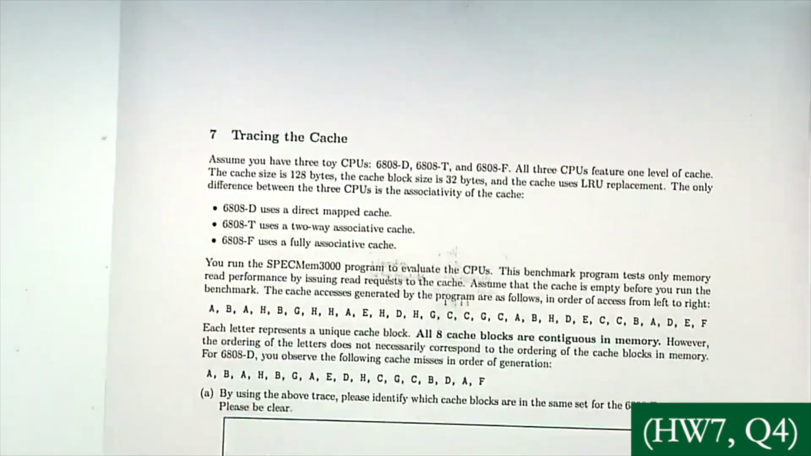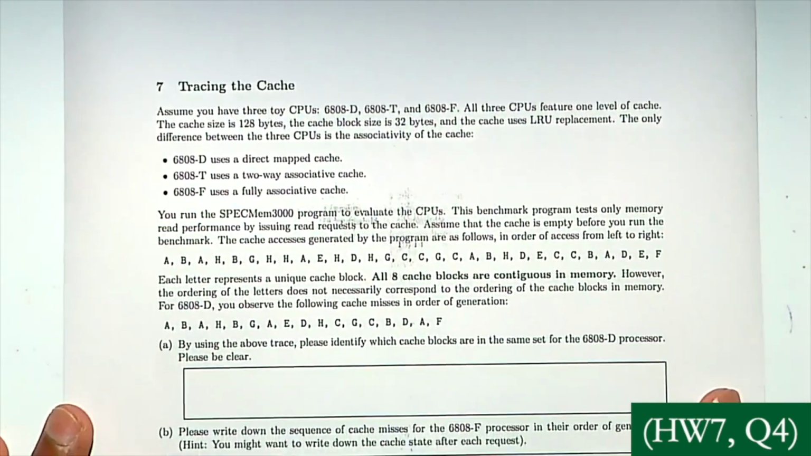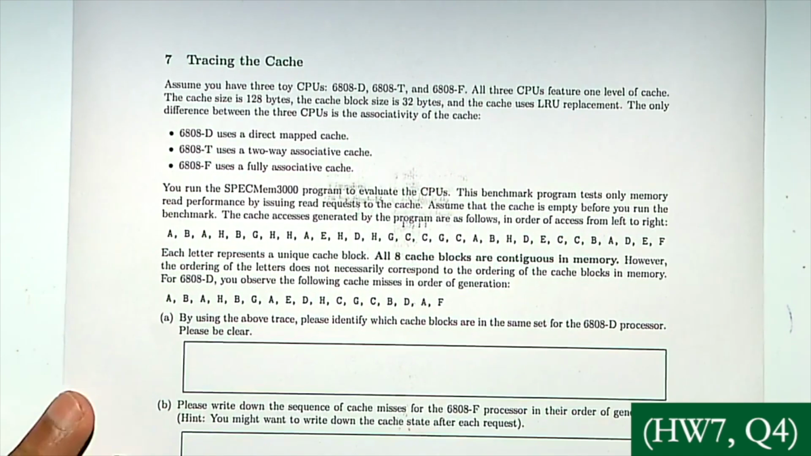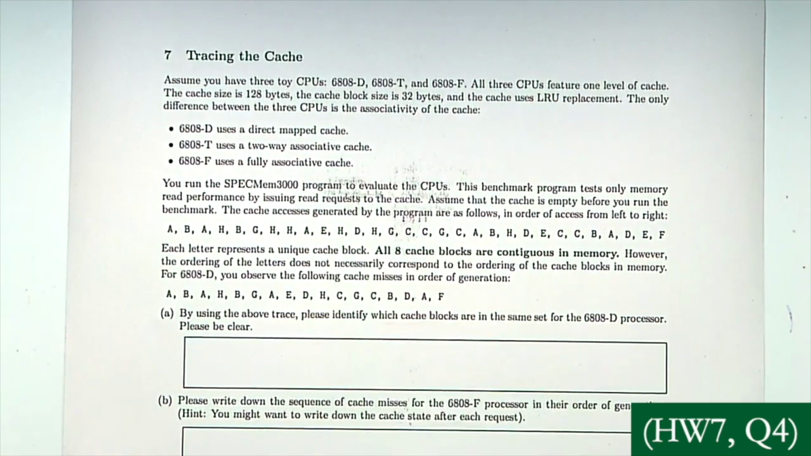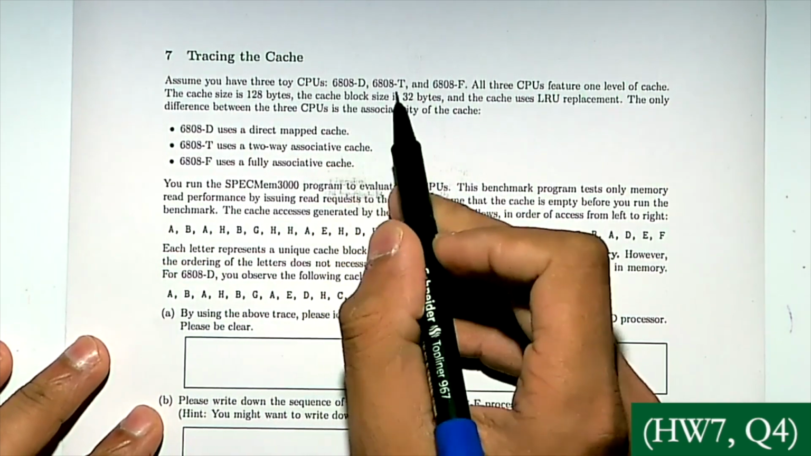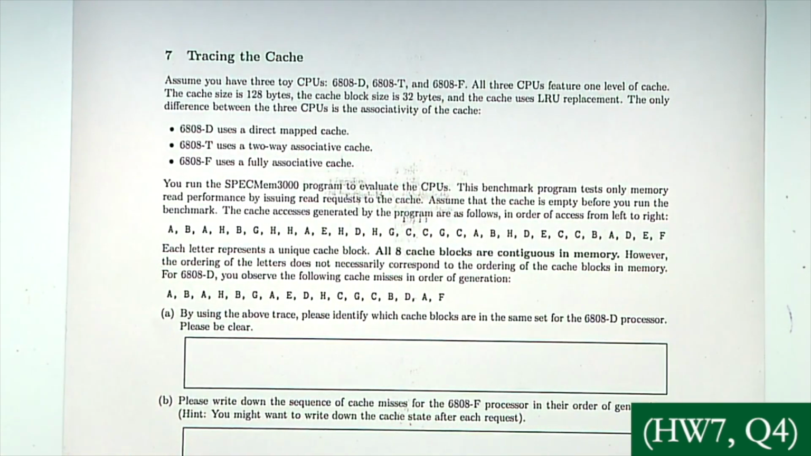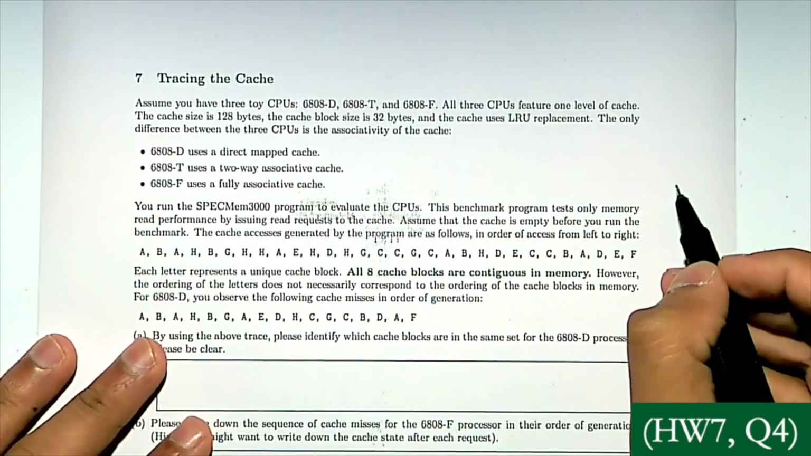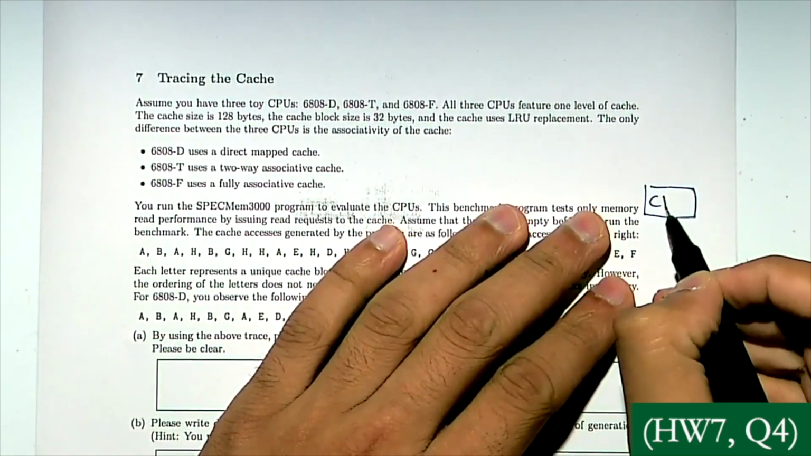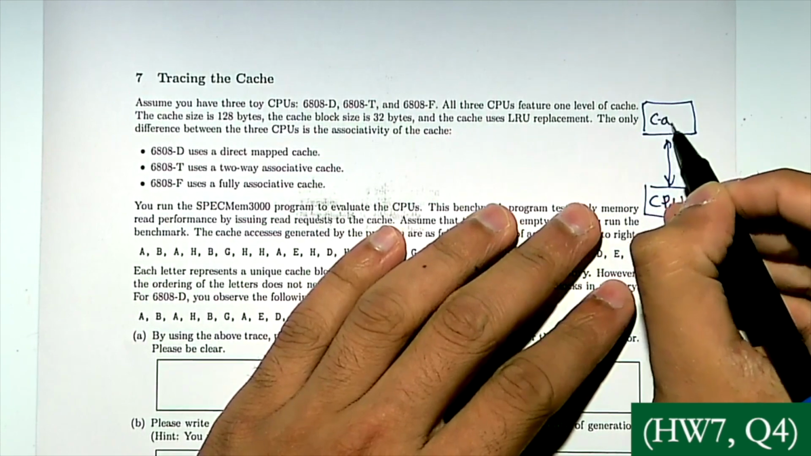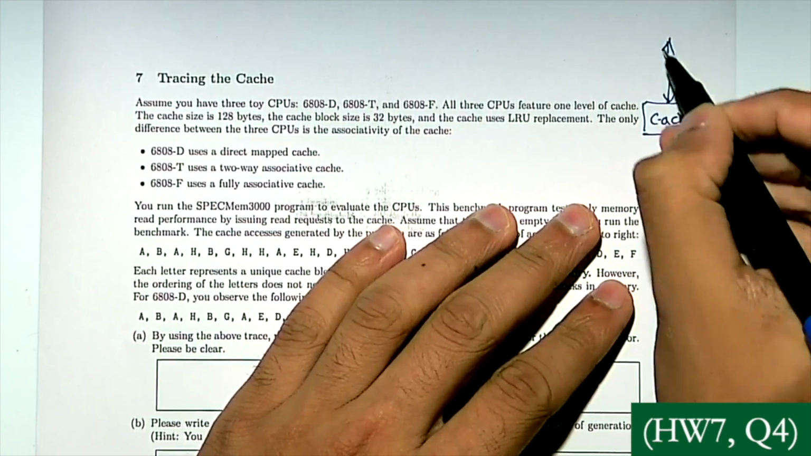Okay. So we have a question about tracing the cache. We spent a little bit of time looking at caches, and this goes over some of the more fundamental concepts of caching. So in this problem, we have 3 types of CPUs: the 6808 D, T, and F. All 3 of these CPUs feature one level of caching. So the system looks sort of like we have a CPU here, and then an interface to a cache, and then the cache interfaces with memory.